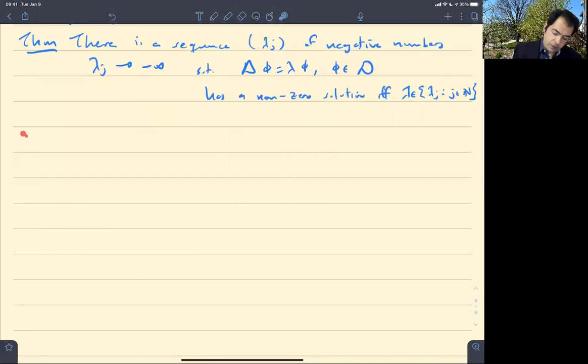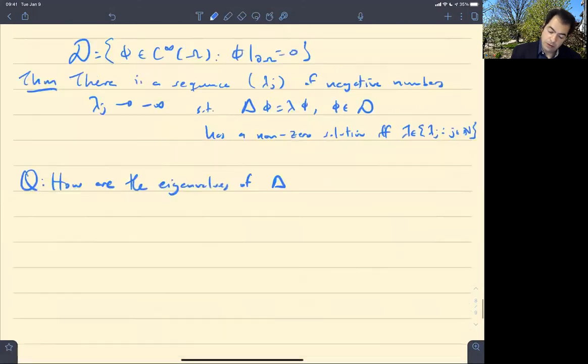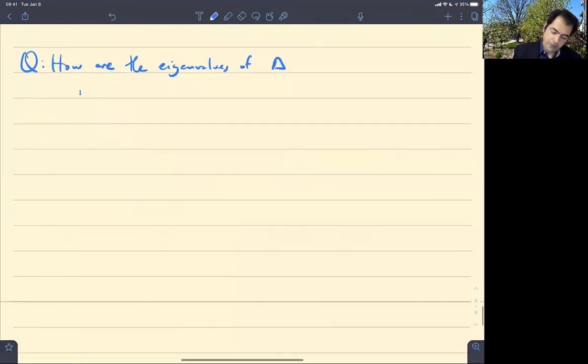So there's a natural question. How are the eigenvalues of the Laplacian related to the geometry of omega?